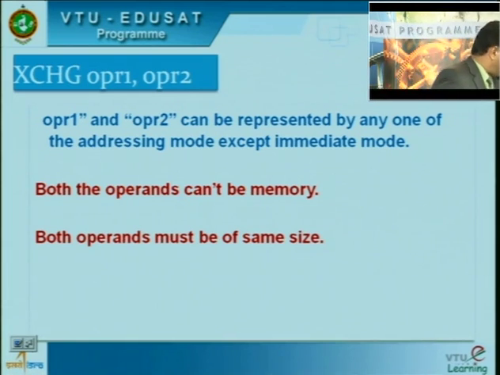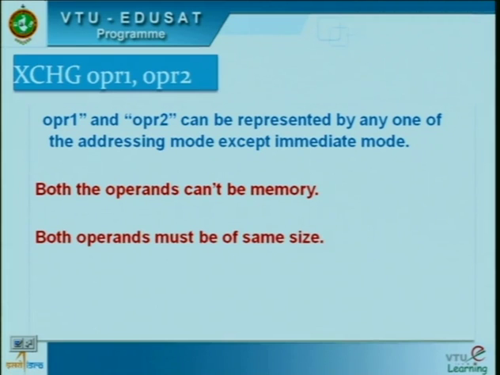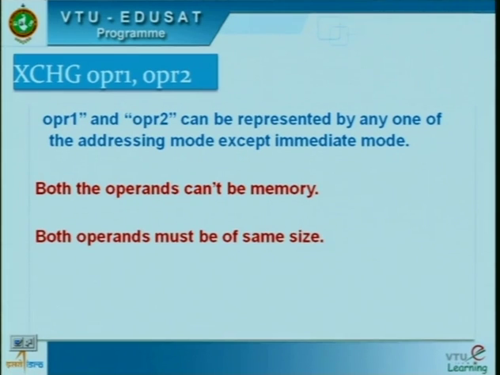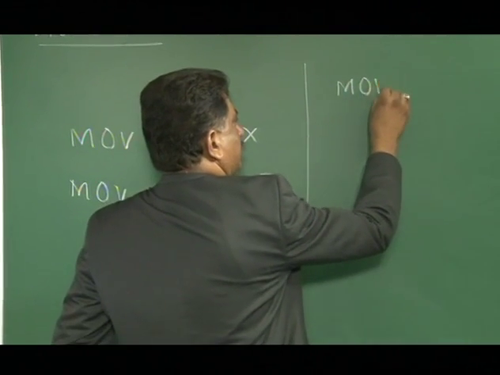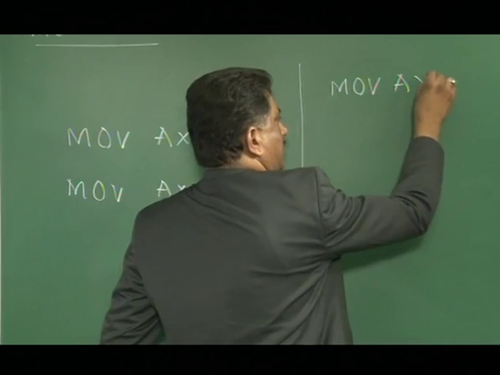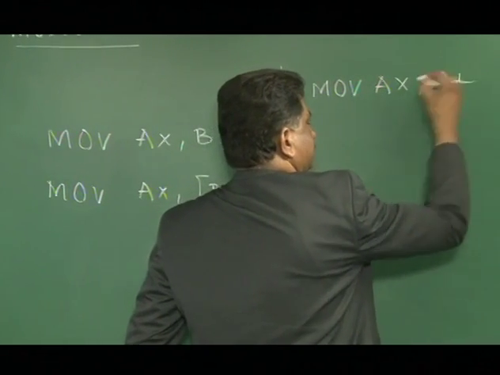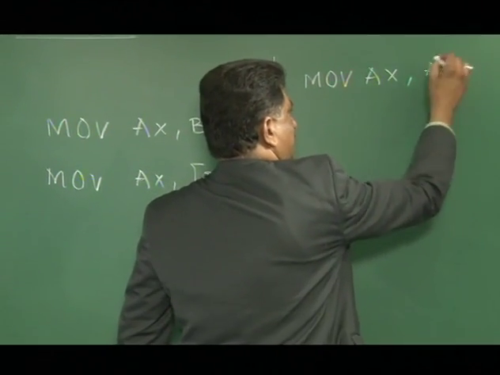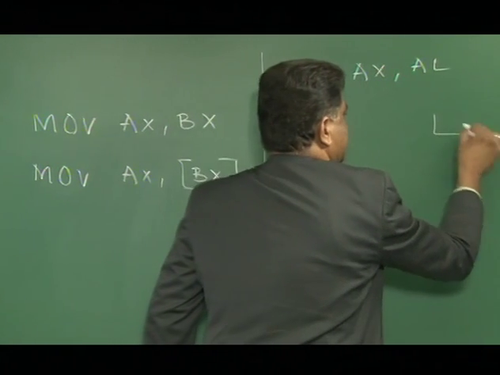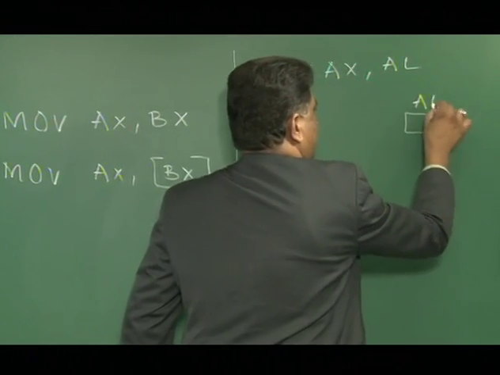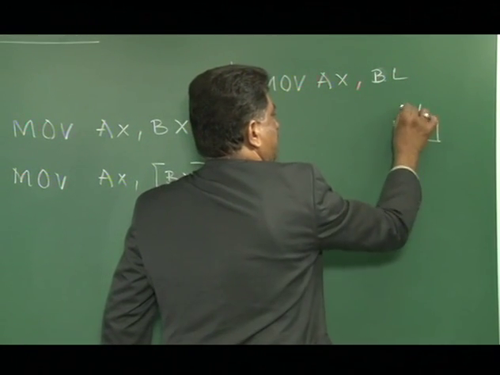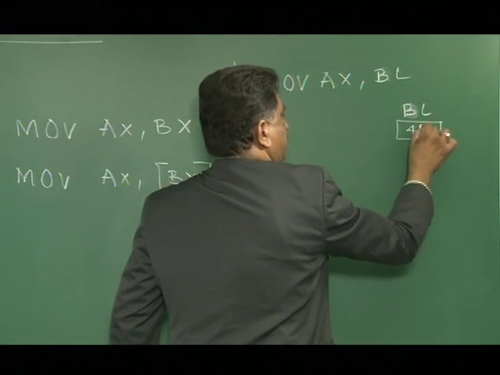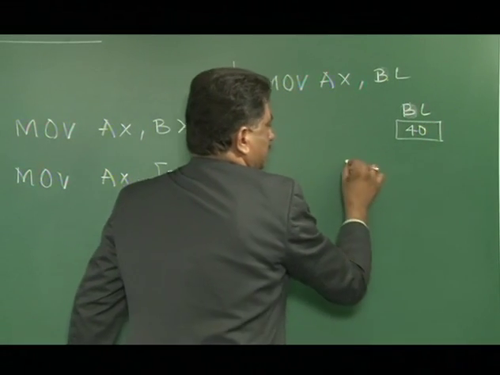Now this is a common doubt that the majority of students will have. For example, say I have an instruction MOV AX, AL. Now the student will have a doubt: sir, AL is 8 bit. Or I will say BL. Sir, BL is 8 bit. The content of BL is 40, sir.